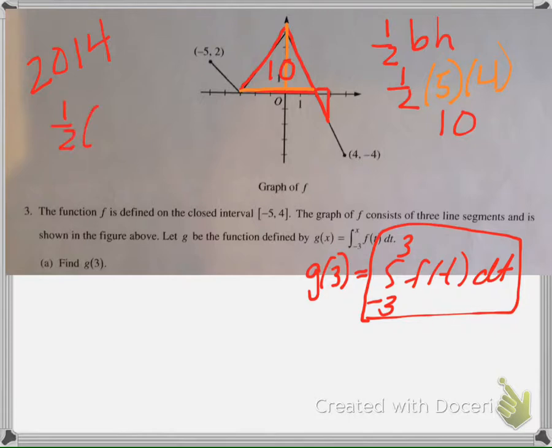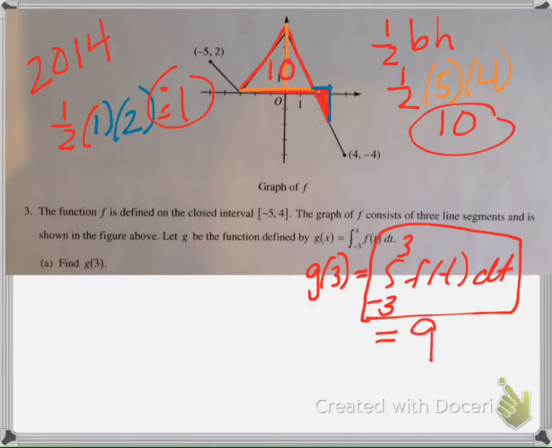Then we need the area of the little triangle, so that's going to be 1/2 the base, which just goes from here to here, so it's just 1, times the height, which is 2, and that will give us 1. But you need to recognize that this is below the axis, so that means it's a -1. So we had 10 and -1, and that will give us 9. And that was worth 1 point on the AP test.